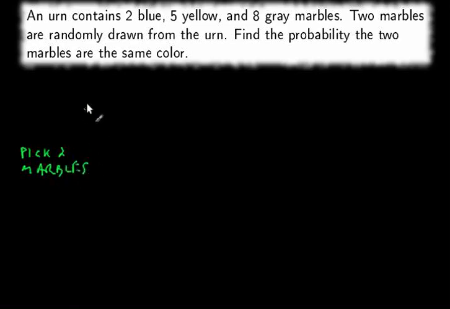and since the question is about the probability of the 2 marbles being the same color, what's important here is the color of the marble. We're going to put for the stages color of marble 1, or the first marble, and the possibilities are blue, yellow, and gray.